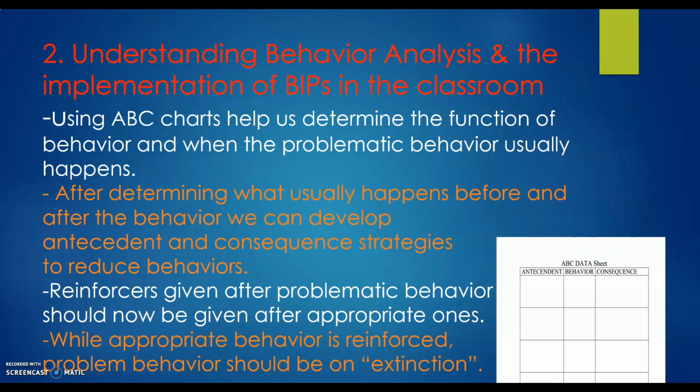Some other forms will list what happens after, like the consequence. It would list choices of getting attention from an adult, getting attention from a peer, escaping a task, getting sensory stimulation. So it would just list things that you can check off if you don't have to write, if you're in an environment where you can't really have the luxury of sitting there and writing everything. Like if you're a teacher and you're trying to take data, you cannot be teaching and writing everything down.